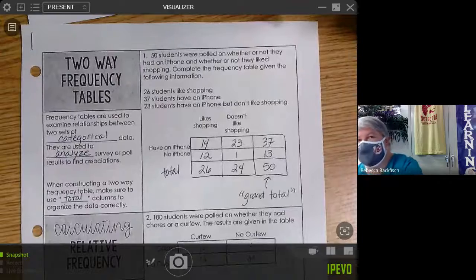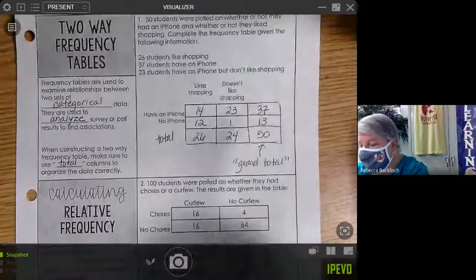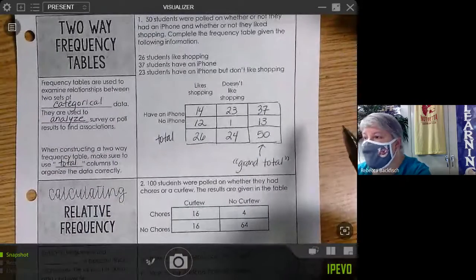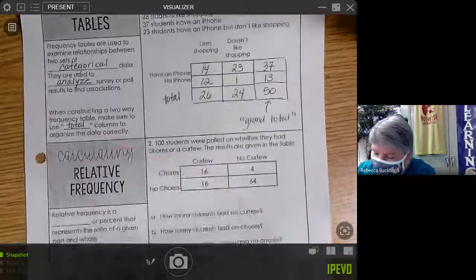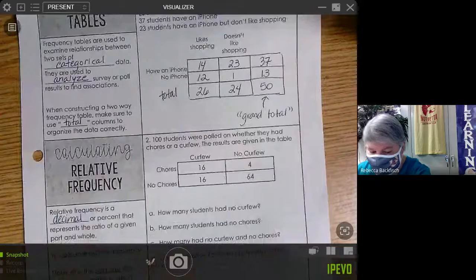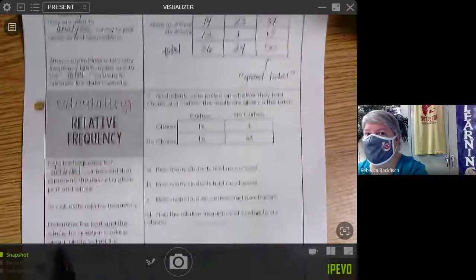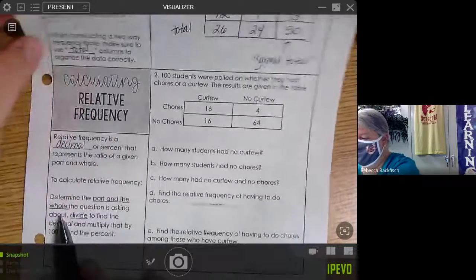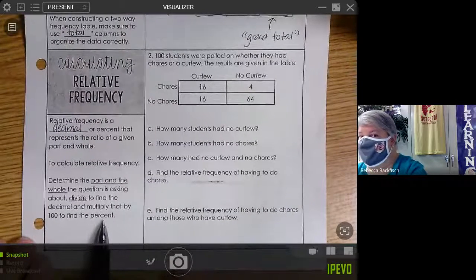Okay. So relative frequency, and I actually showed you the next page, but we're getting into it here. Relative frequency is closer to probability. It's like how many people said this out of how many people. Okay. So relative frequency is a decimal or a percent. It's not like a number like a count that represents the ratio of a given part and whole. To calculate relative frequency, you determine the part and the whole the question's asking about. Like how many what's out of what. You got to figure that out. What are they asking me to look at? And then you divide. If you want to do it as a percent, you would multiply the decimal by 100.